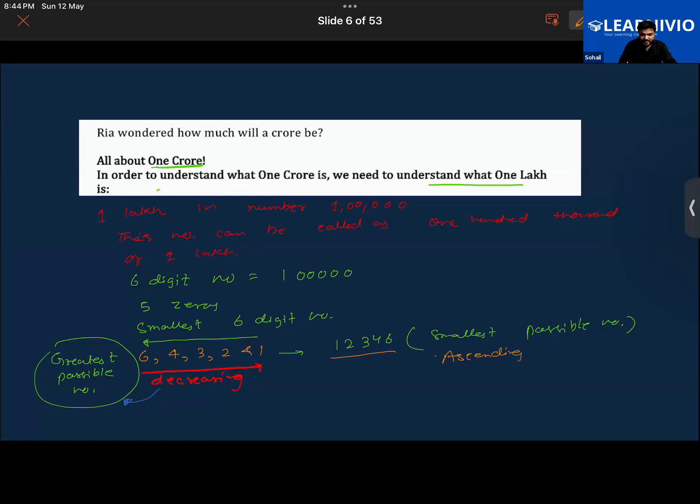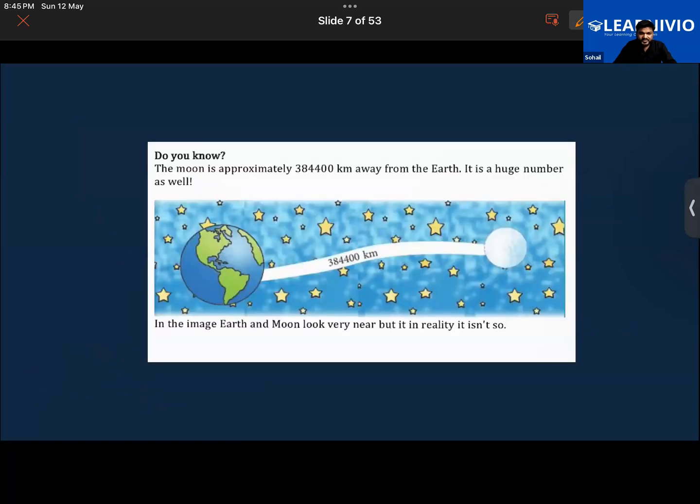So when you are provided with a set of different numbers, simply to obtain the smallest number, you would arrange them in ascending order. To obtain the greatest number, arrange them in the descending order, in the decreasing order.